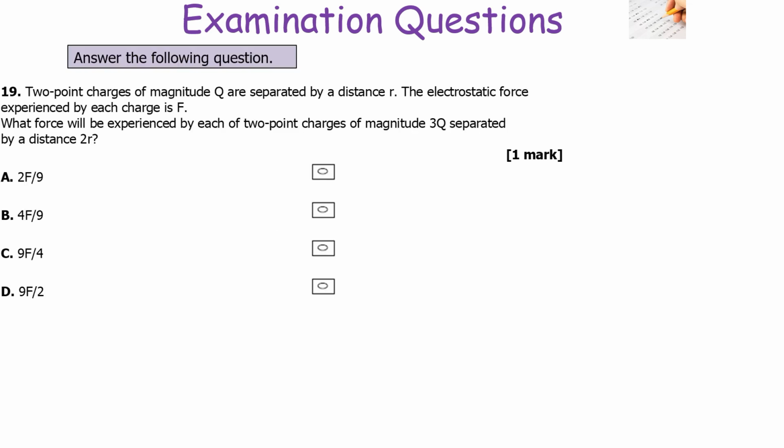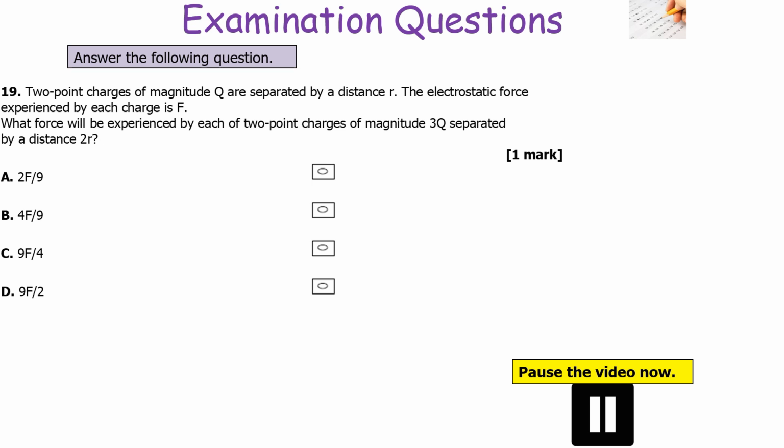The next question says, 2 point charges of magnitude Q are separated by a distance r. The electrostatic force experienced by each charge is F. What force will be experienced by each of the 2 point charges of magnitude 3Q separated by a distance of 2r? So pause the video now, then unpause the video when you want to go through your answer.